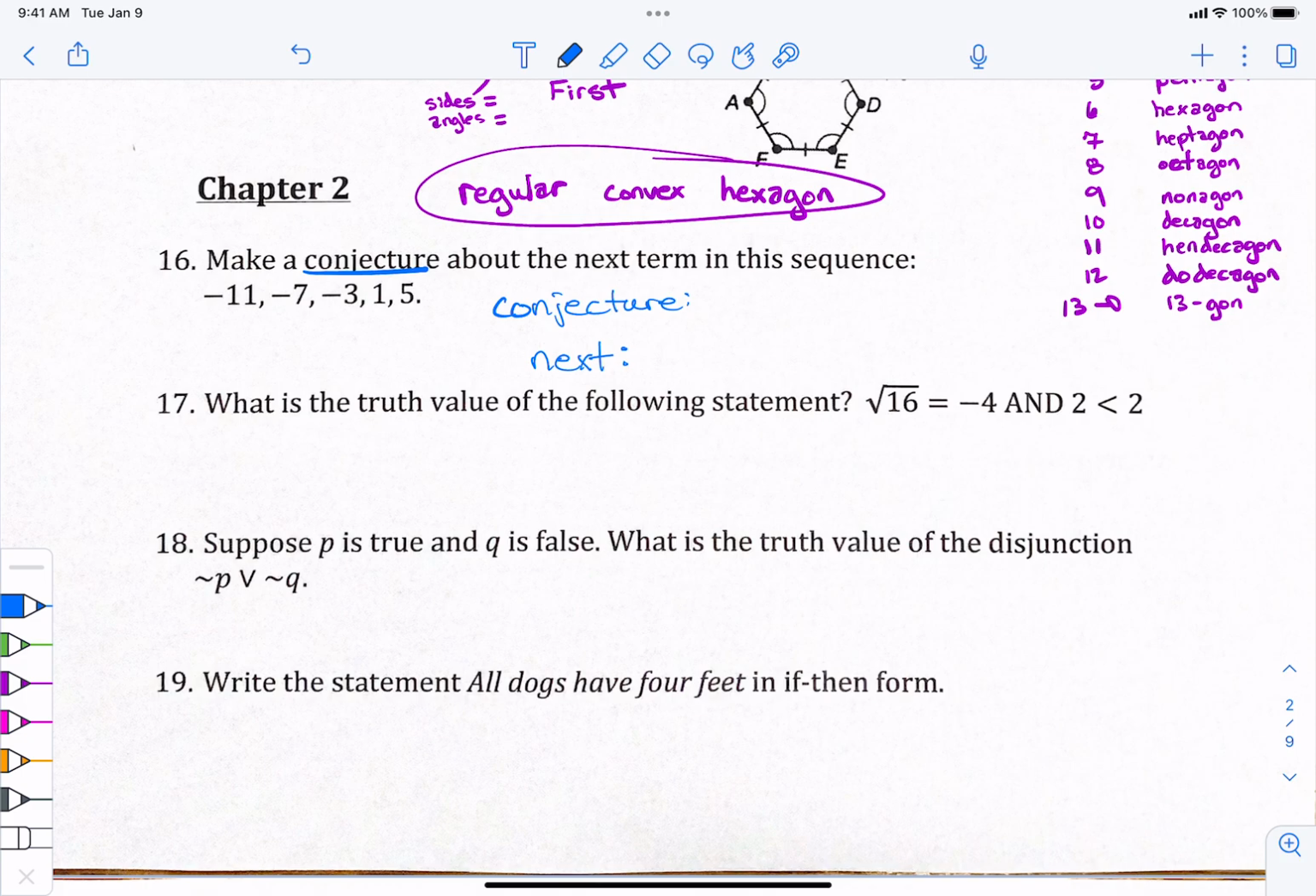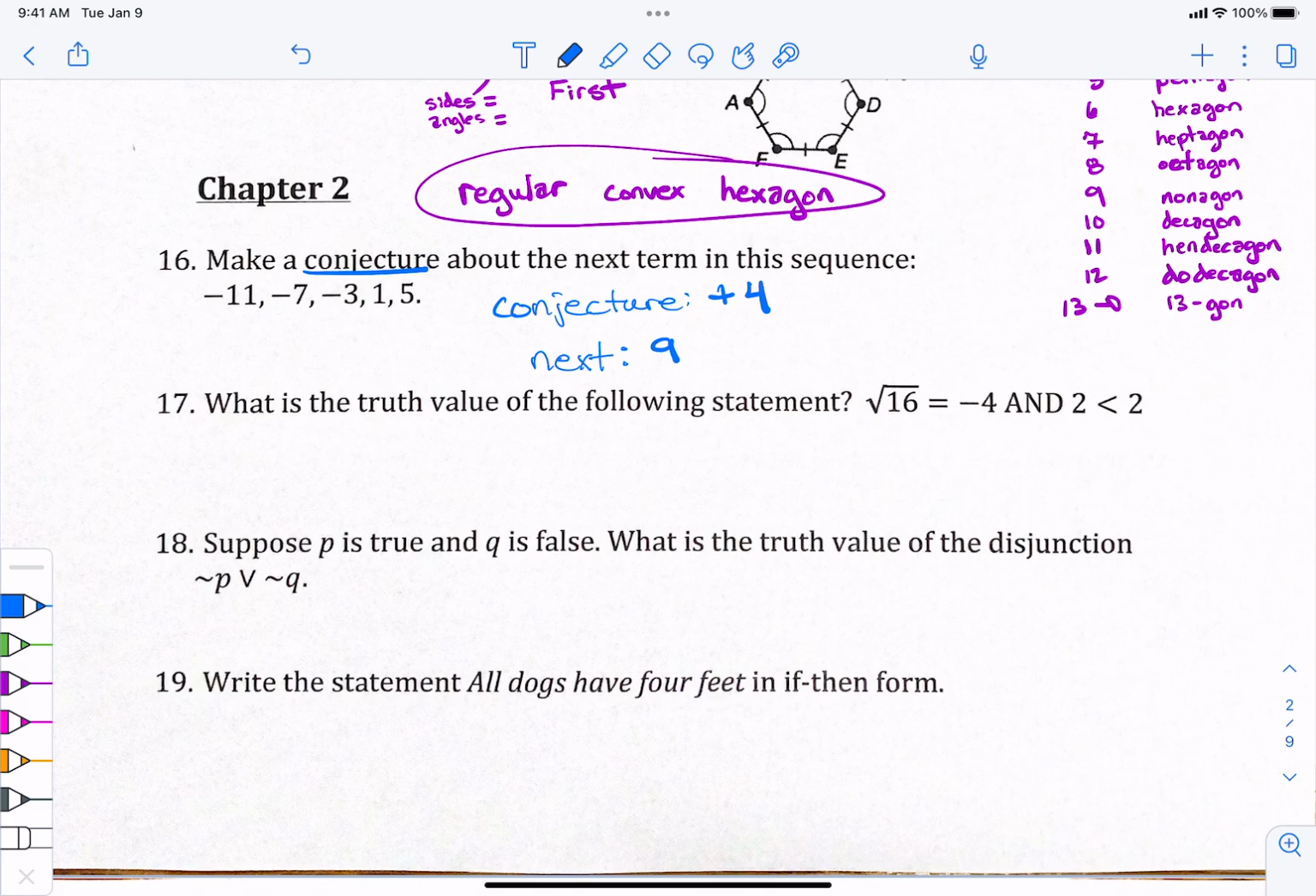So the conjecture is, what just happened to my pen? Reconnect. Oh, we're having technical difficulties. Plus 4 is the conjecture. Next term in the sequence? 9. 9, there you go, perfect.